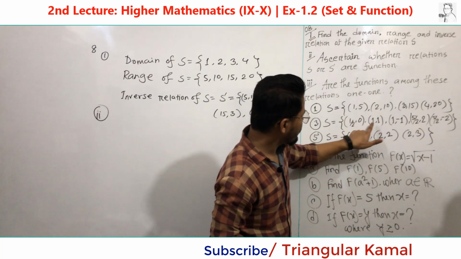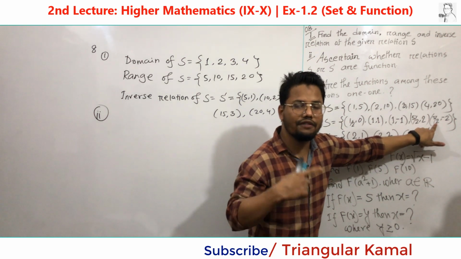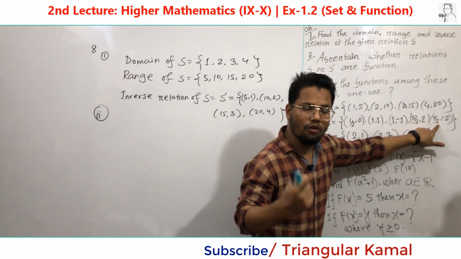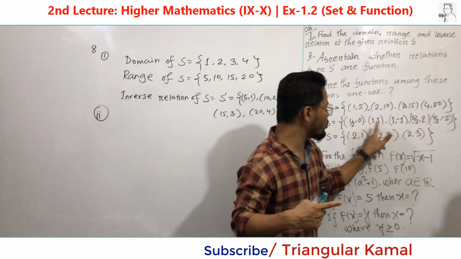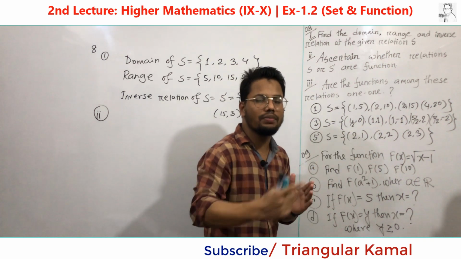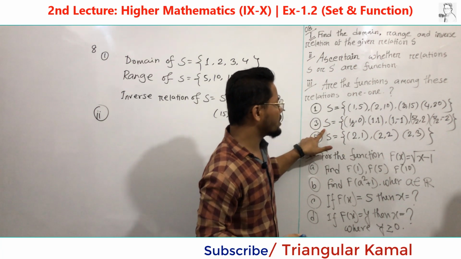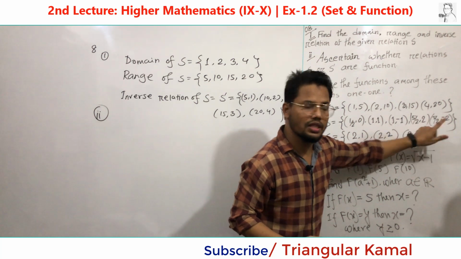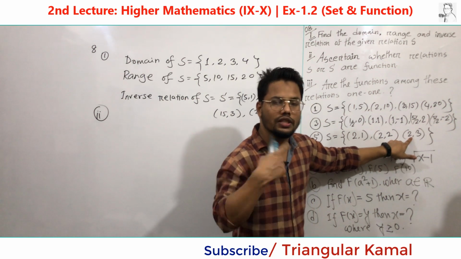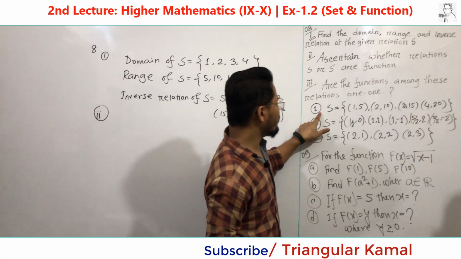Here we have 1, 1, so 1 is repeating in the domain. Also 5 by 2 and 5 by 2 are both first elements of the ordered pairs, so there is a repeating term in the first elements. You only have to give attention to the first elements, not the second elements of the ordered pairs. When the first elements repeat more than once, the relation will not be a function. So this one is not a function because 5 by 2 and 5 by 2 are repeating, and 1 is also repeating. And there 2, 2 and 2 are also repeating. So 3 and 5 are not functions. Here only 2 is a function.